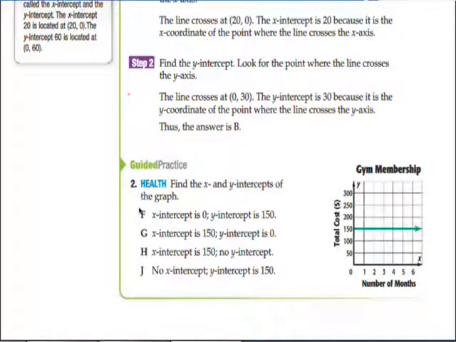Let's take a look at this one. Find the x and y-intercepts of this graph. Well, the x-intercept, guys, look, this starts here and goes forever in that direction. There is no x-intercept. The y-intercept is right here at 150. So we go through these. It's not 0. An x-intercept of 0 implies that it crosses right there. So it's not that one, not that one, not that one. We know it's J.